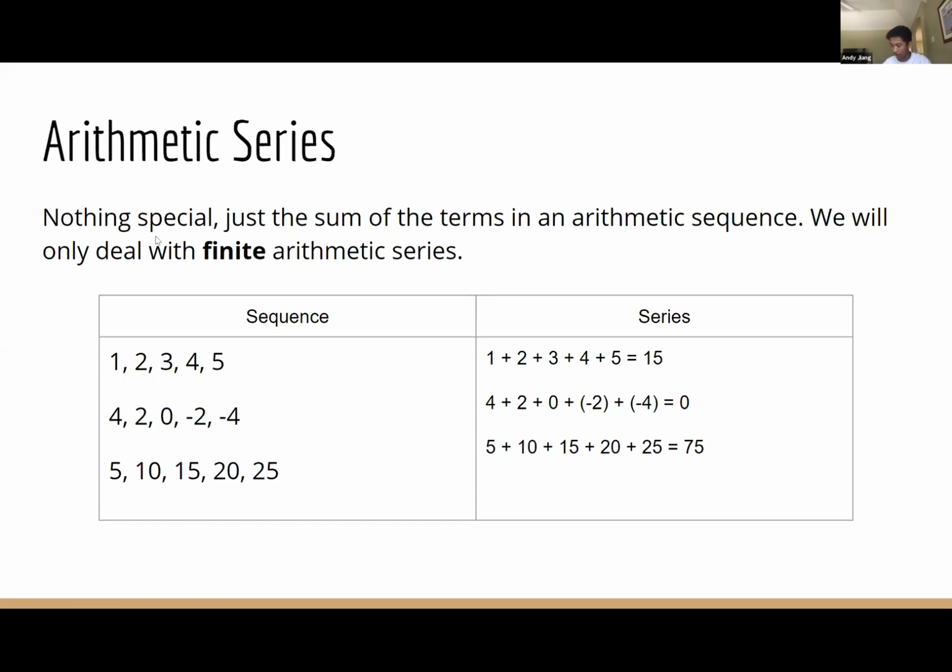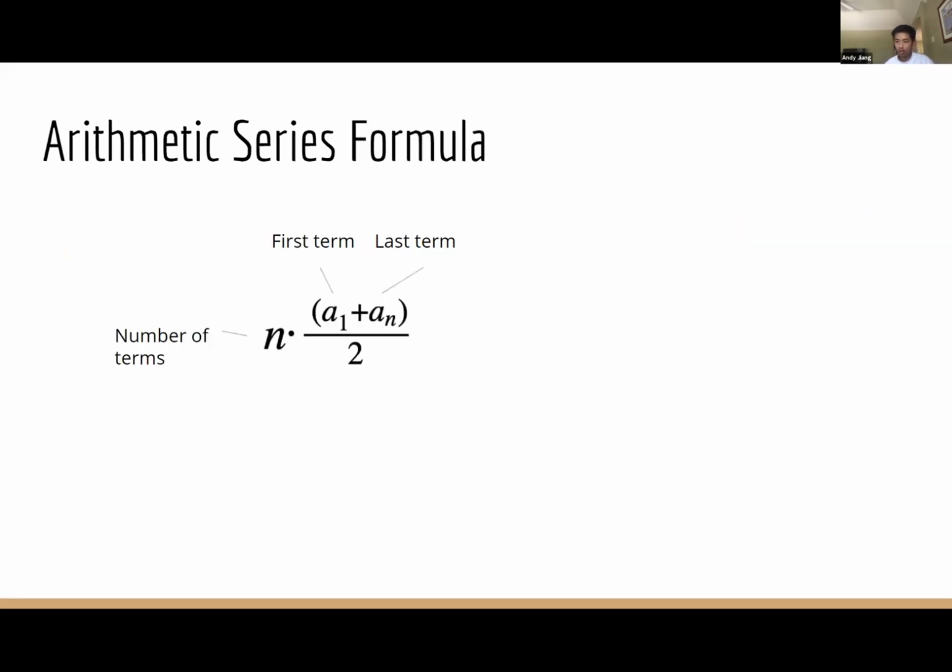And then here's just comparing. It's just to show the definitions. Okay, any questions? I'm guessing all of y'all or most of y'all know this. Okay, so the arithmetic series formula is n times the average of the first and the last terms.